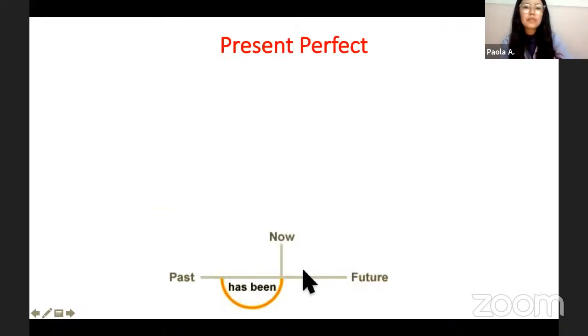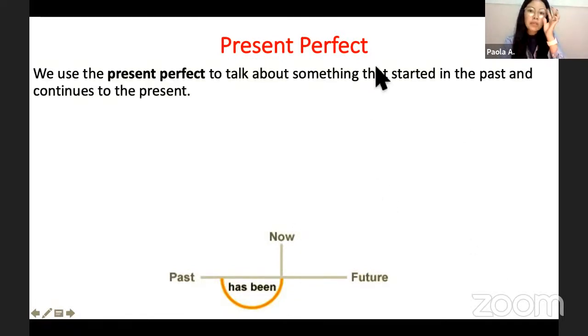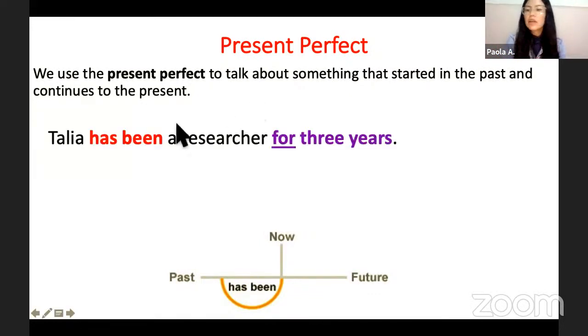Okay, so the present perfect, we use it to talk about something that started in the past and continues in the present. I know it's saying present, however, it started in the past. It started in the past and it's continuing in the present. So it's both tenses at the same time. No? So Gilbert, can you read this sentence, please? Thank you.